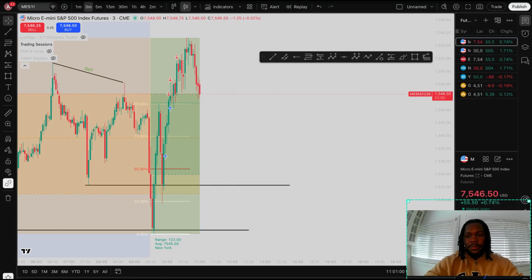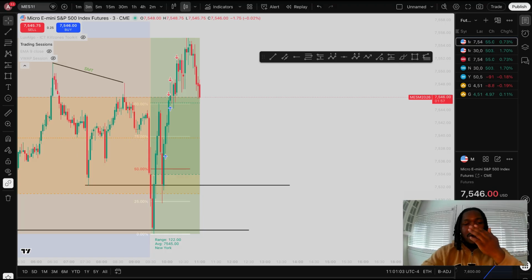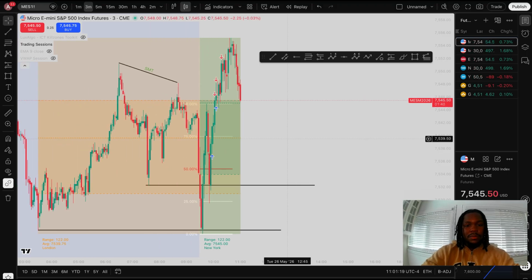Okay, let's move my webcam a little higher. Okay, as you all can see, it's around 11 a.m. right now, and I took this trade around, I entered this trade around 10:54, 10:55 a.m. I'm gonna break down the confluences that helped me take this trade.